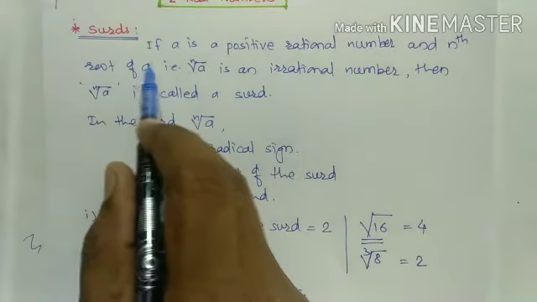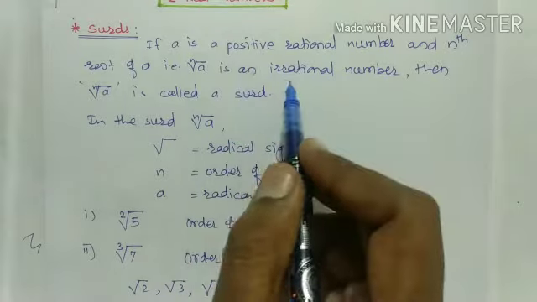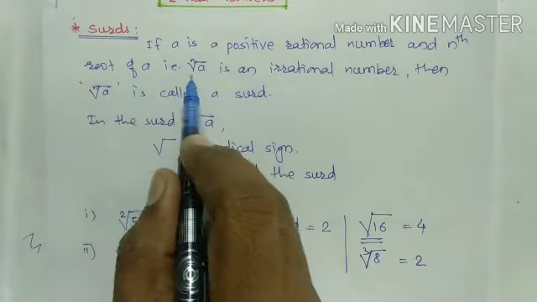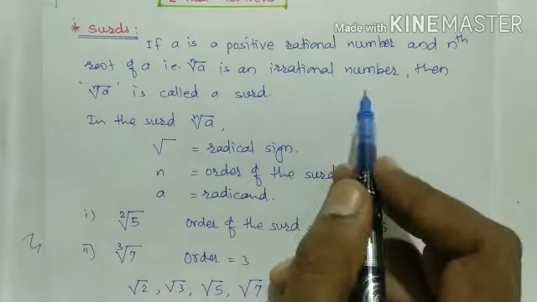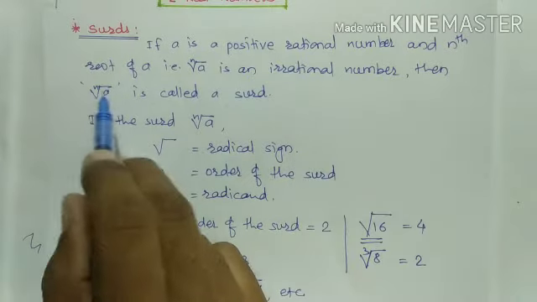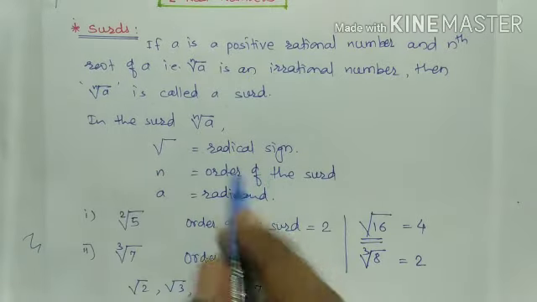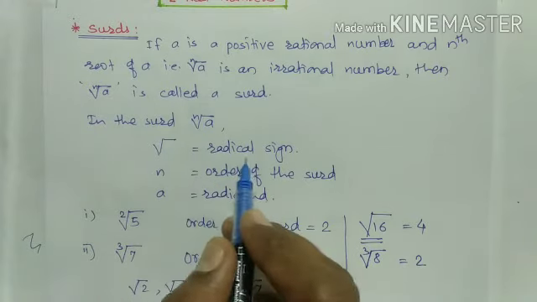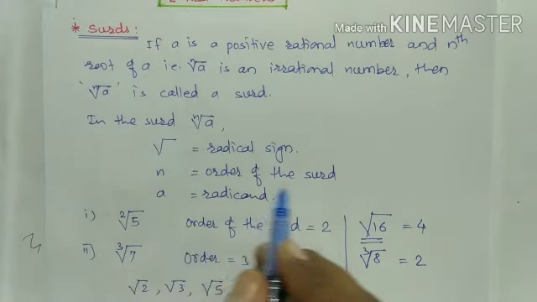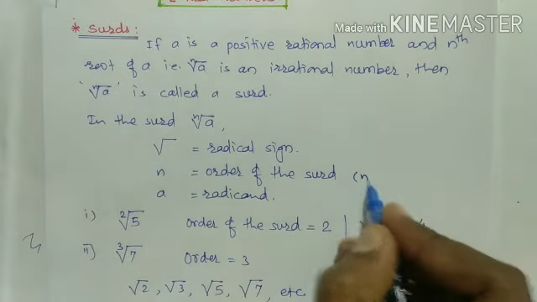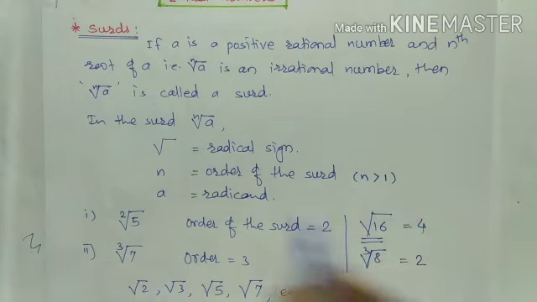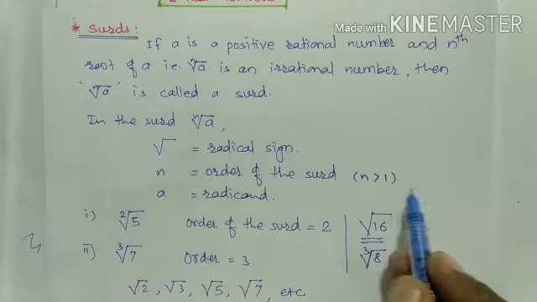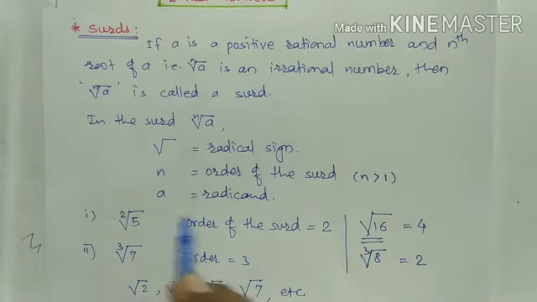Surds: if a is a positive rational number and nth root of a is an irrational number, then nth root of a is called a surd. Here in this surd, nth root of a, the sign is called the radical sign. N is the order of the surd. Here the value of n is greater than 1. It is an integer which is greater than 1. And a is a radicand. Here these are the examples of surds.